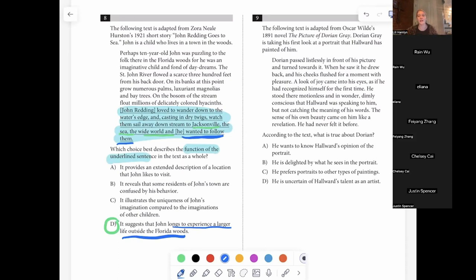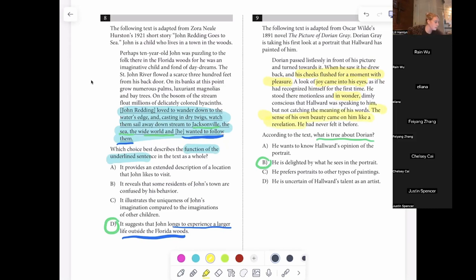What did everyone get? Or does that make sense to everyone? I think most of you got eight right, but what did everyone get for number nine? Yeah, perfect. So here, we are being asked what is true about Dorian. One of these more direct questions. So he is delighted by what he sees in the portrait. And the evidence in the text for that is that his cheeks flushed for a moment with pleasure. Joy came into his eyes. He was in wonder. And the sense of his own beauty came over him like a revelation.